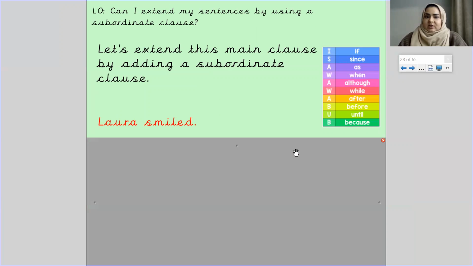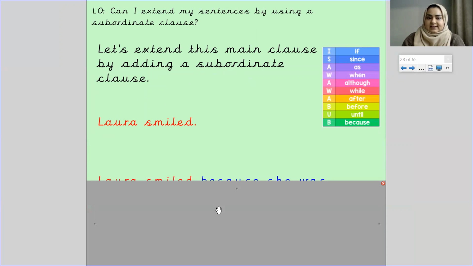Now we're going to do some examples, okay? Let's extend this main clause by adding a subordinate clause. So before you get into it, can you please get your mini whiteboards and pens? If you do not have a mini whiteboard, then please get a piece of paper and a pencil and extend this. So let's extend this main clause by adding a subordinate clause.